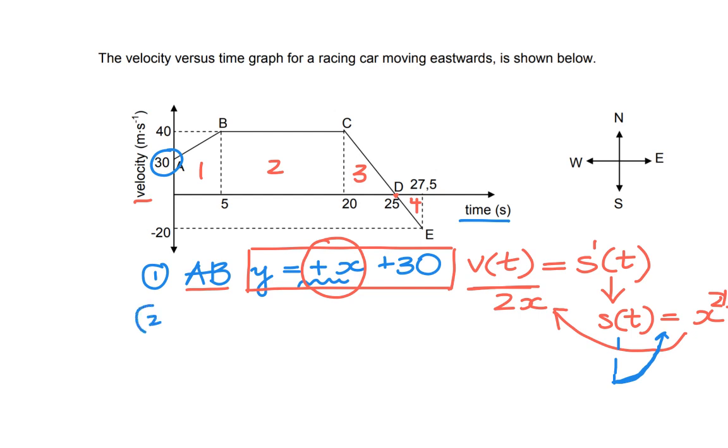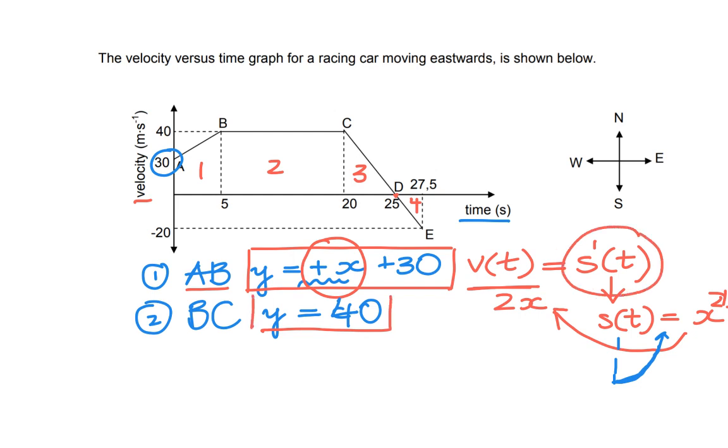Section 2, in the section BC, I have a velocity that is given to me as a straight line y equals c, some constant. In this case, that constant is 40. Now again, if the velocity is the derivative of distance, then in order to get a derivative equal to 40, my original function had to be 40x. Which means that your distance was a straight line that was increasing, a straight line with a positive gradient.